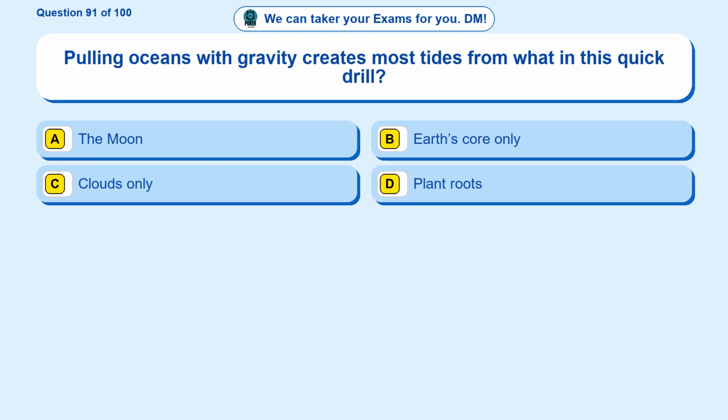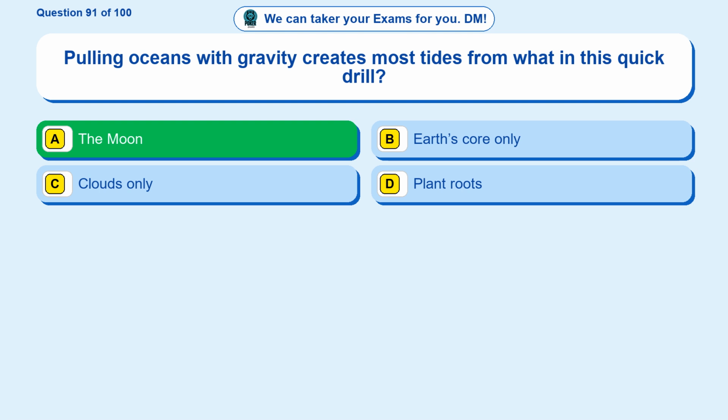Question 91. Pulling oceans with gravity creates most tides from what in this quick drill? Option A, the moon. Option B, Earth's core only. Option C, clouds only. Option D, plant roots. The correct answer is option A.